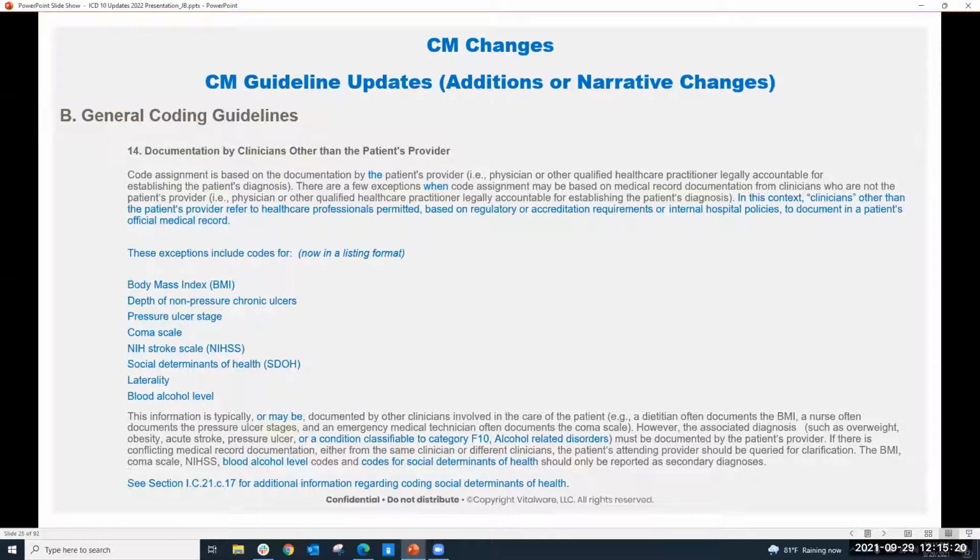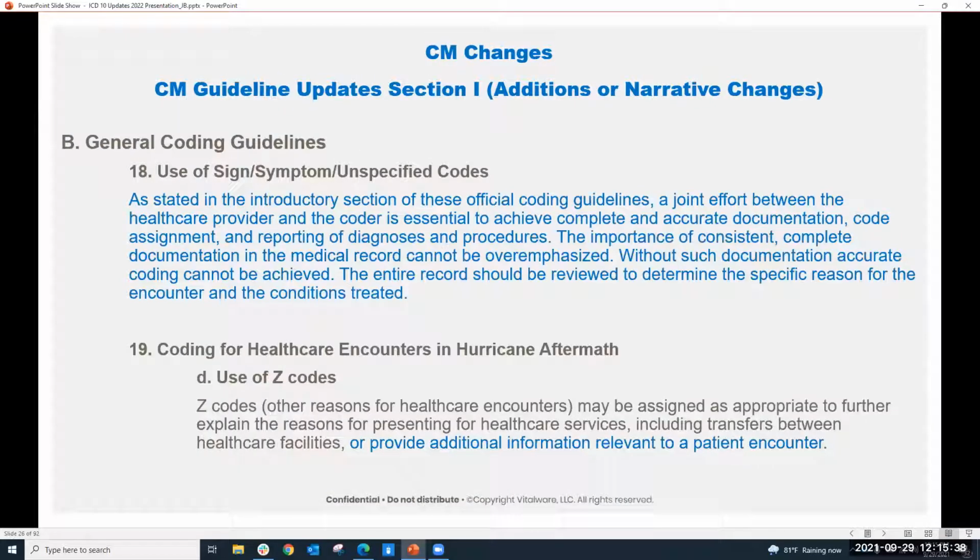And then the next paragraph is just talking about how it was added and that the provider should always be the one that documents the alcohol-related disorder and that the blood alcohol level can be taken from another clinician. All right, so next section.